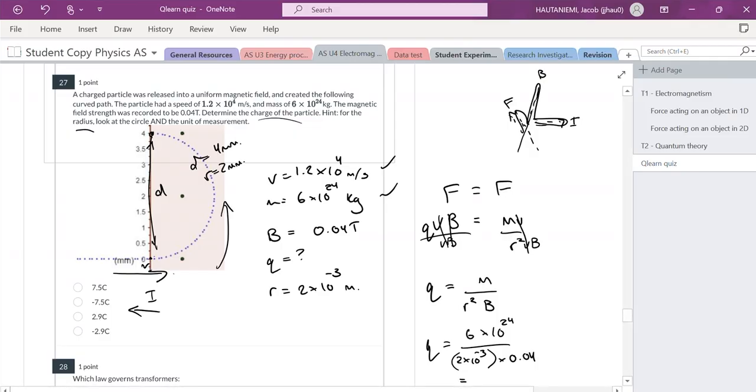Okay? This works for a negatively charged particle. And take a look, that's exactly what it did. It went up, which means it must be one of these negative ones. And from memory, I think that it's actually negative 7.5 C.